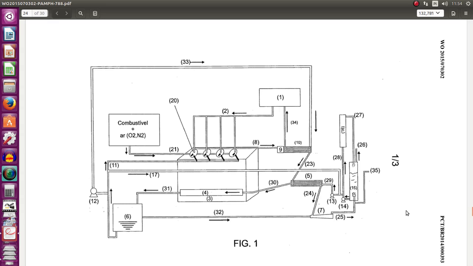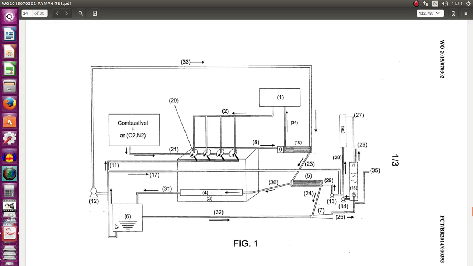So I'll explain how the optimized engine works. First of all, I'll identify some key parts of the system. We have here combustible plus air. Combustible is fuel, air is atmospheric air. Number one is high pressure steam. It's basically water evaporated in high pressure, above the critical point.